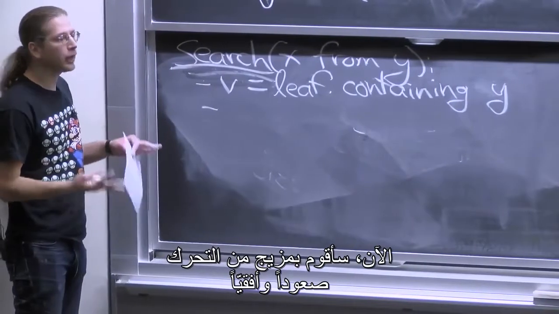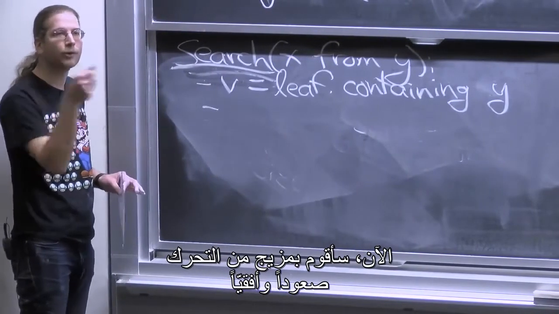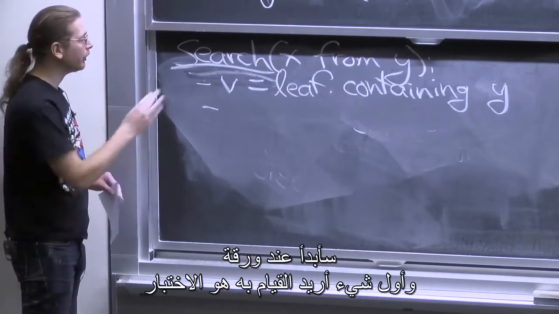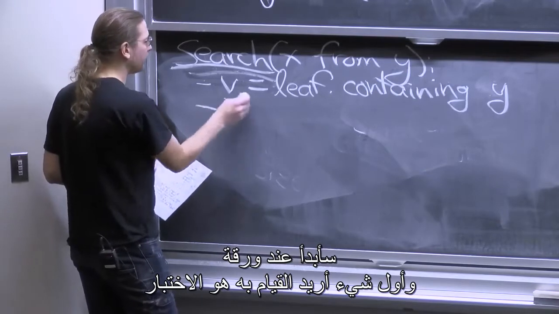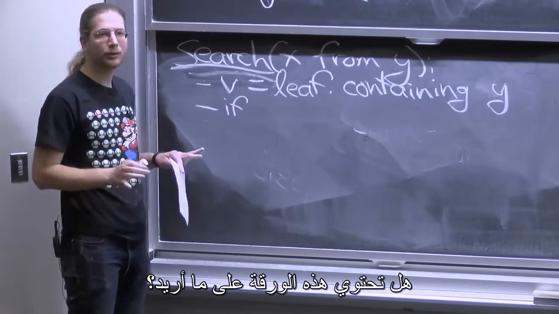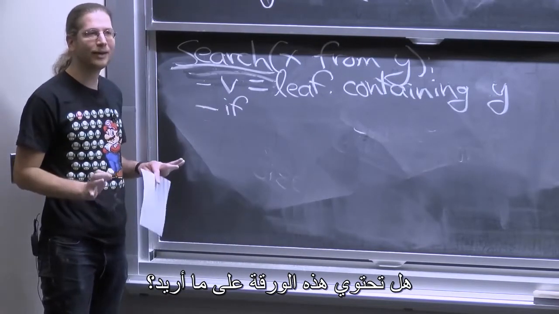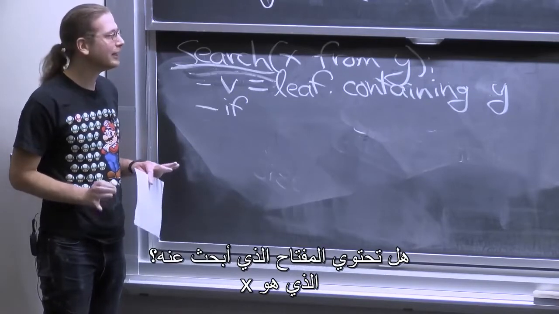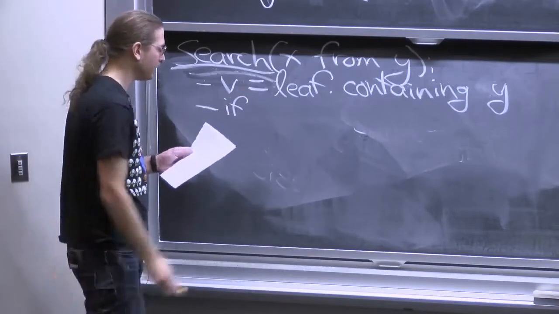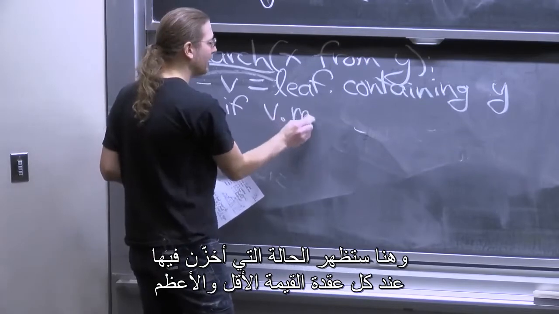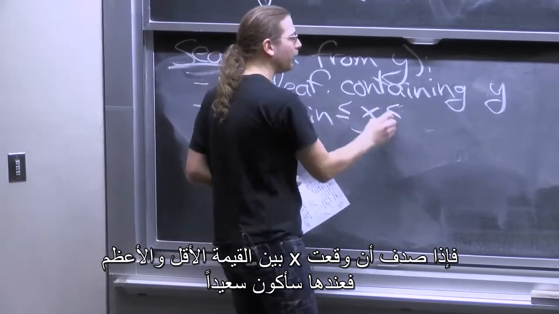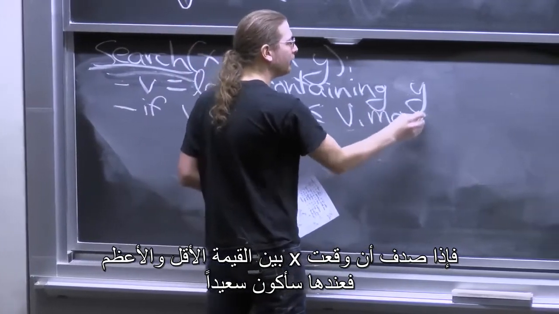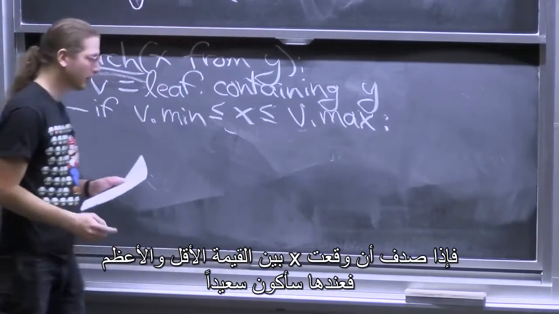So that should take constant time. That's just part of the input. Now I'm going to do a combination of going up and horizontal. So I'm starting at a leaf. And the first thing I'm going to do is check, does this leaf contain the key I'm searching for, which is x? At every node, I store the min and the max. So if x happens to fall between the min and the max, then I'm happy.